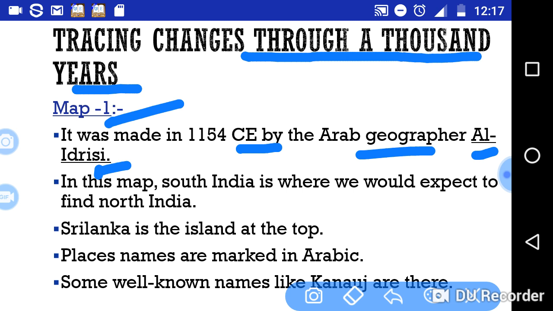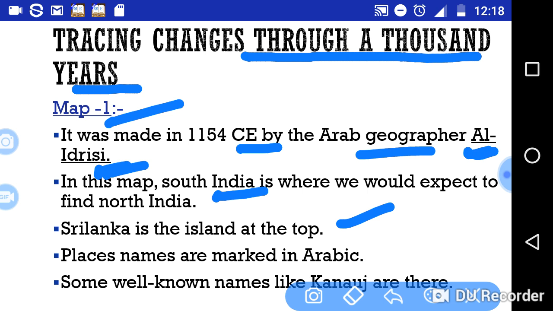In this map, South India was located at the place where North India was expected. That means South India was wrongly located in map 1. Hence, Sri Lanka was also wrongly located. As we know, Sri Lanka is located below South India, but the Arab geographer Al-Idrisi located Sri Lanka as an island at the top of South India. That means he located South India wrongly, and hence Sri Lanka was also wrongly located according to him.